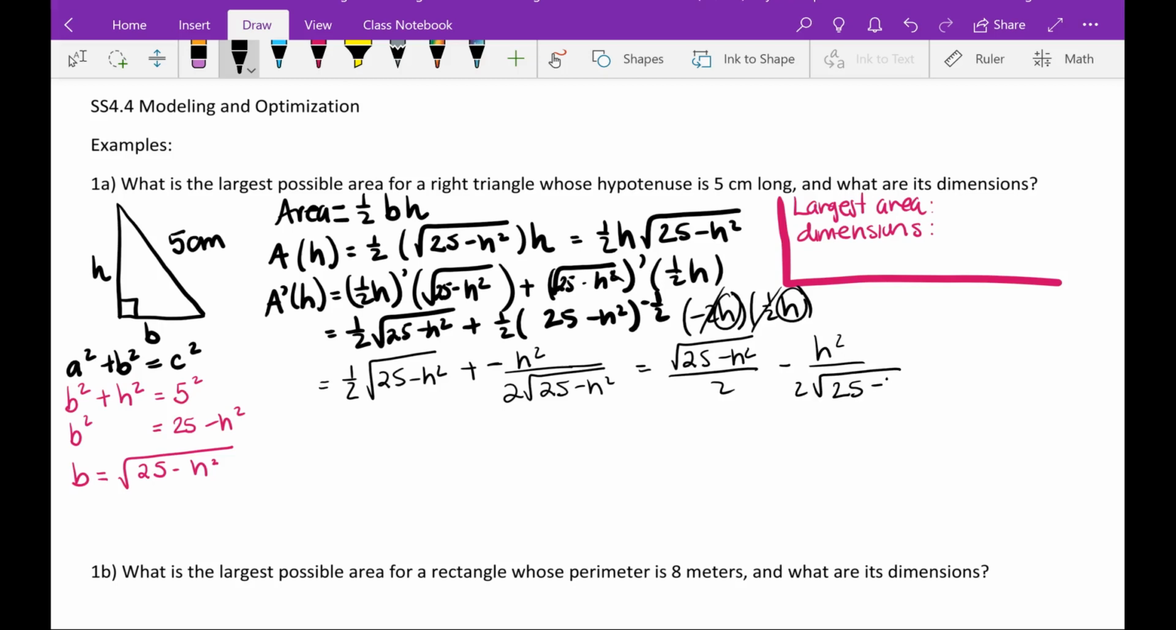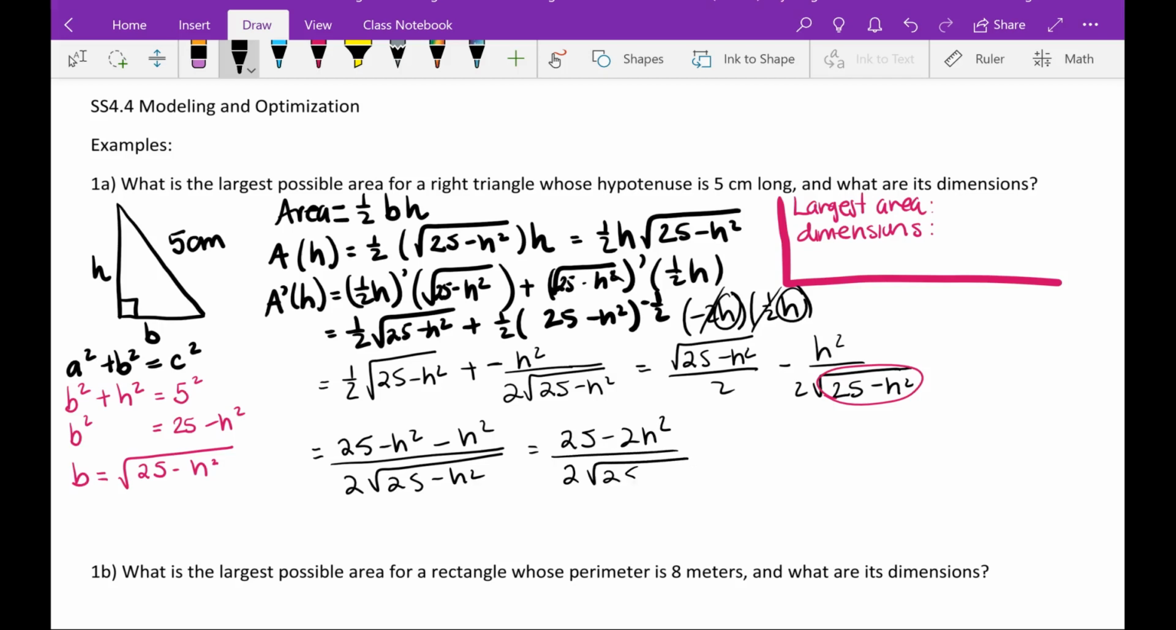Okay, so this is what I'm doing. So now I can multiply by the common denominator of this. So with that said, on the top, I would now have 25 minus h squared. Now minus h squared all over common denominator of 25 minus h squared. I'm going to try to combine like terms. So this is 25 minus 2h squared all over 2 times 25 minus h squared. So this is as pretty as I can make it.